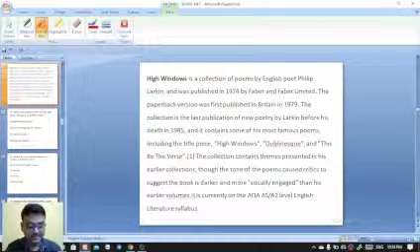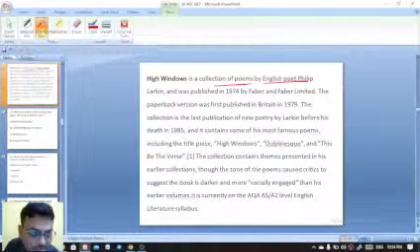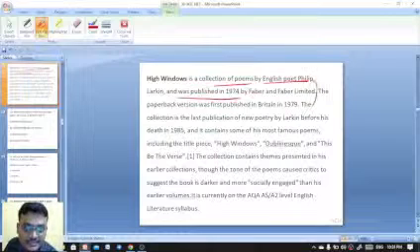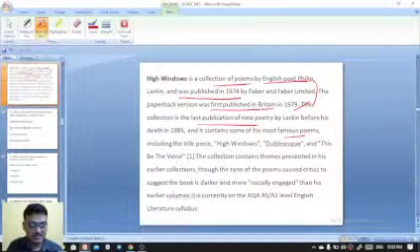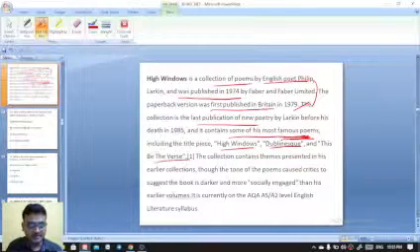You see, High Windows is a collection of poems by English poet Philip Larkin, published in 1974 by Faber and Faber Limited. The paperback version was first published in Britain as well. This collection contains some of his famous poems, including High Windows, Dublinesque, and This Be the Verse.